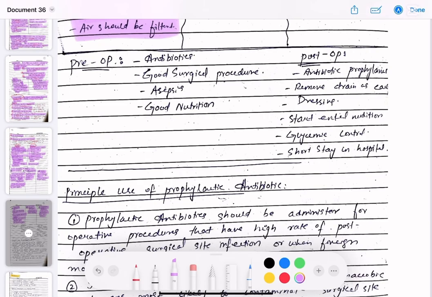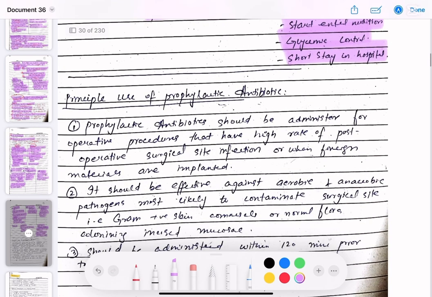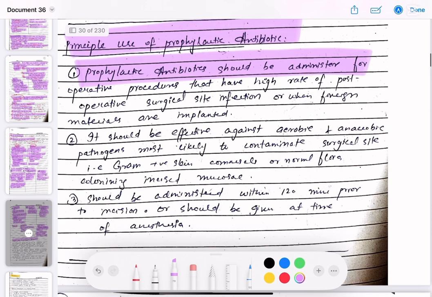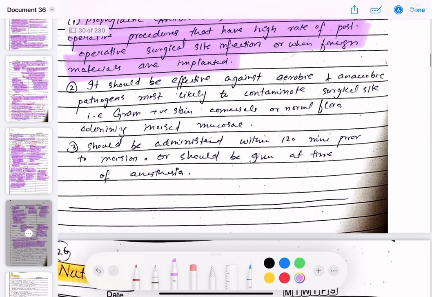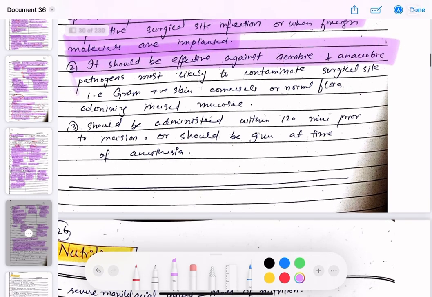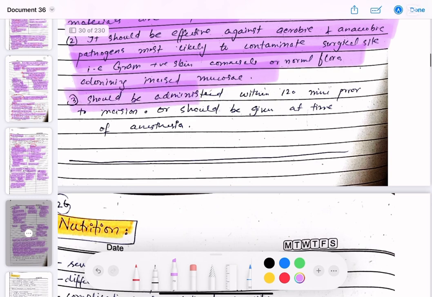Pre-op, antibiotics are given, good surgical procedures are done, asepsis is maintained, and good nutrition is provided. And in post-op care, antibiotic prophylaxis, remove drains as early as possible, dressing is done, start enteral nutrition, glycemic control, and a short hospital stay. Now, the principal use of prophylactic antibiotics: they should be administered for operative procedures that have a high rate of post-operative surgical site infections or when foreign materials are implanted. They should be effective against aerobic and anaerobic pathogens most likely to contaminate the surgical site, that is gram-positive skin and normal flora colonizing incised mucosa. They should be administered within 120 minutes prior to incision or at the time of anesthesia.